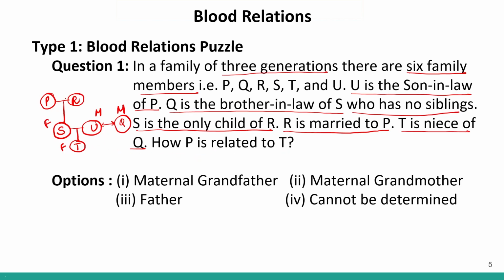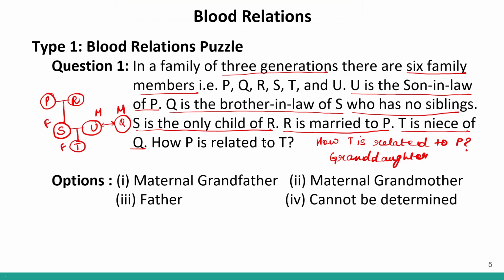So if I look at this image, P's gender is not known. Let's say the question was how T is related to P. What would be the answer to this question? How T is related to P? T will be the granddaughter of P. Correct? Whether P is a female or a male does not matter. T will always be the granddaughter of P. Correct? So in this question, it could be granddaughter. This is the straight answer.